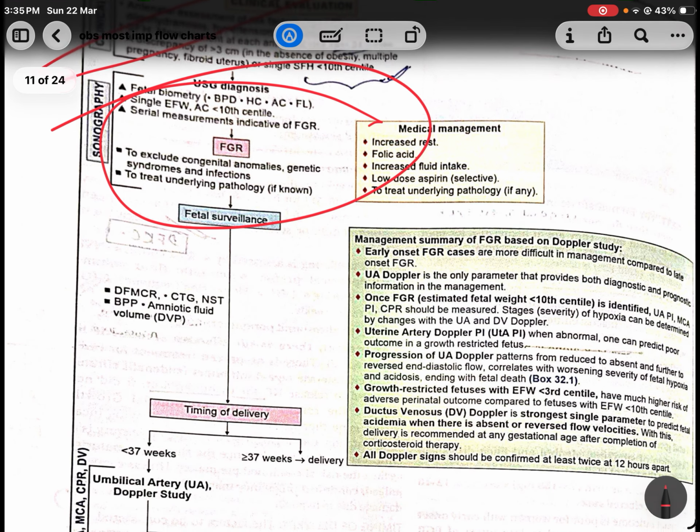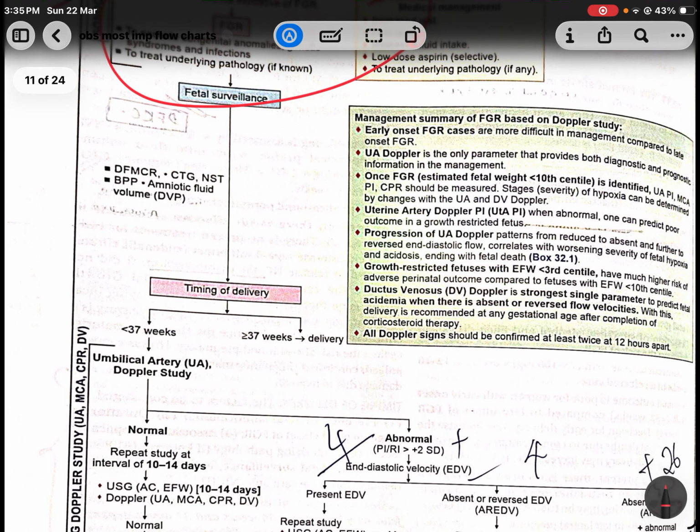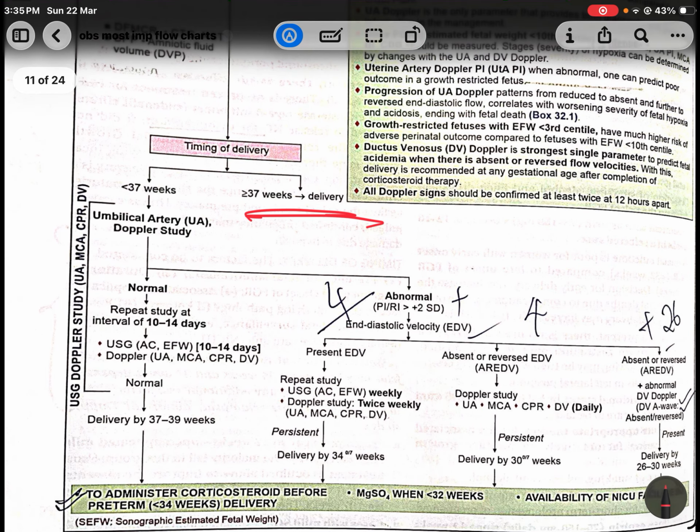Okay, so based on that, and obviously if there is no complication, then you deliver at 39 weeks. But again, if there are some complications, obviously you deliver at 37 weeks. Then again, if it's less than 37 weeks, then you have to check for a Doppler study, because that's one of the non-invasive things. Then again, if there's nothing, you deliver at 39 weeks. See, that's why knowing the basics is important. No complications in pregnancy, 39.